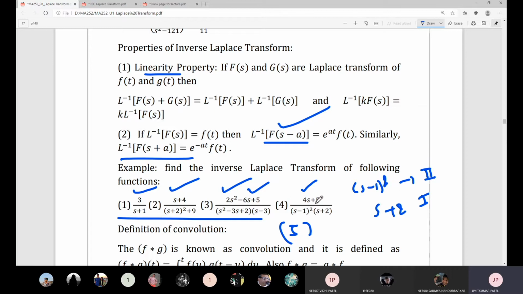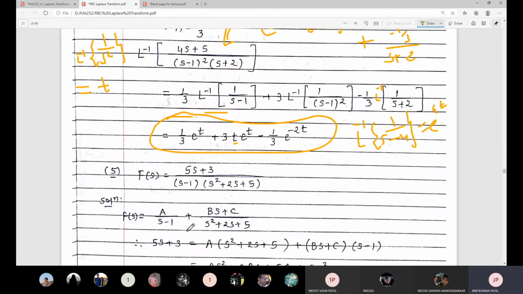In example 4 we use case number 2. Now we are going to discuss case number 3. So try for this example. Fifth number, F(s) is equal to (5s plus 3) divided by (s minus 1)(s square plus 2s plus 5). You cannot factorize this term, so that's why we use the quadratic form concept here. Do this example, try for this example, then we will discuss.